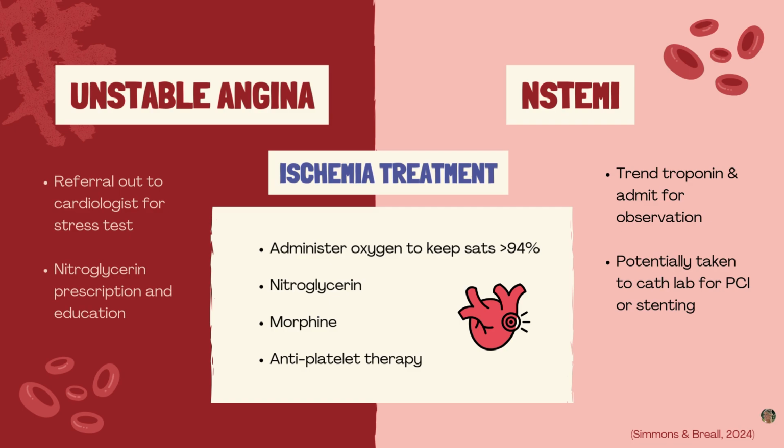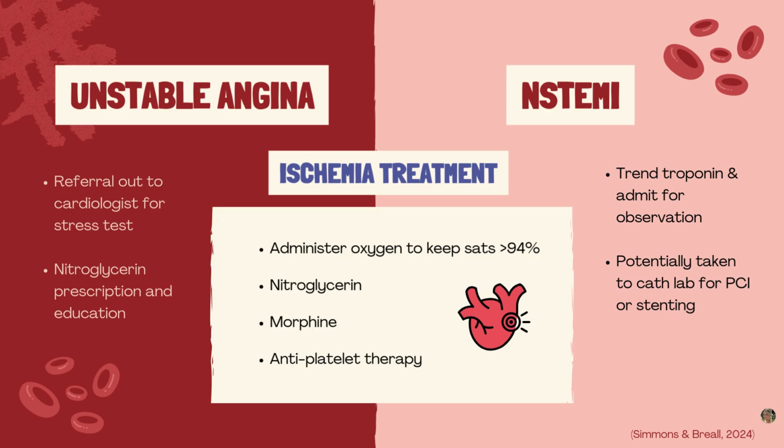And NSTEMI, we will need to admit these patients for observation. We'll need to trend their troponin to see if it's getting better or if it's getting worse. Typically every 6 hours is what we see. And they also potentially may need to be taken to the cath lab for stenting, for the percutaneous coronary intervention.